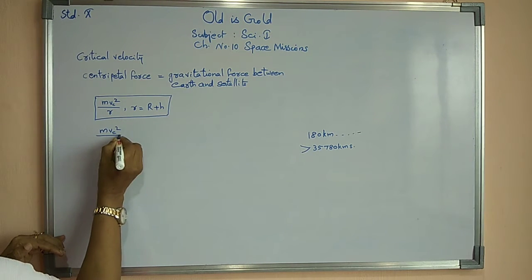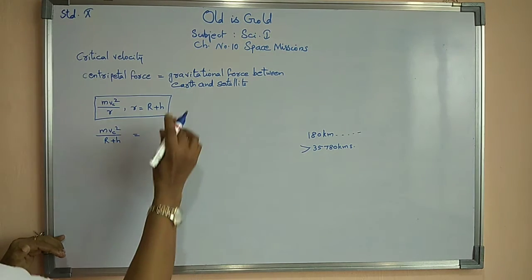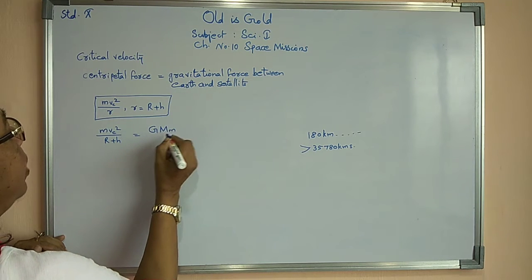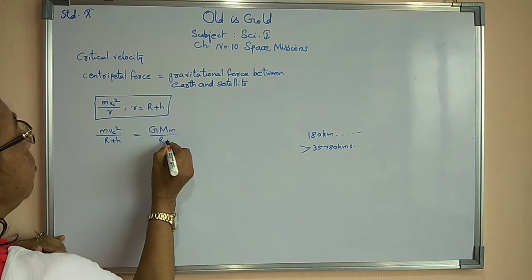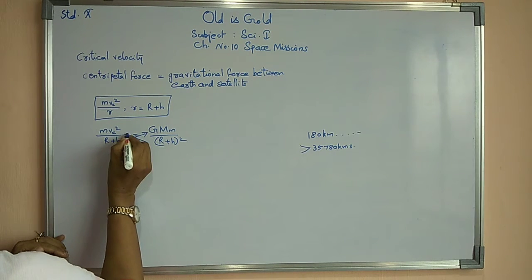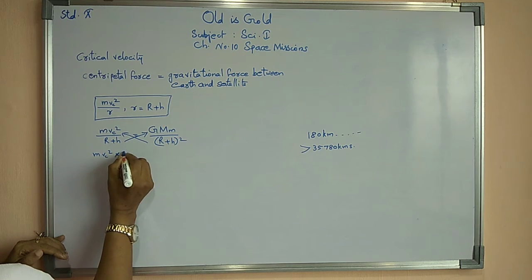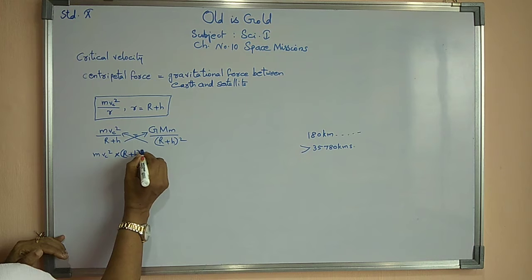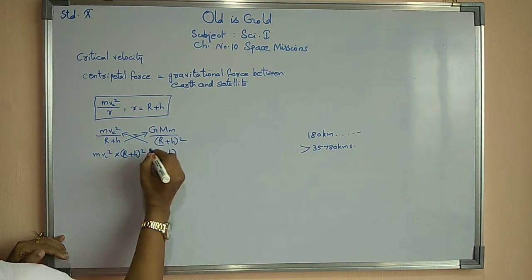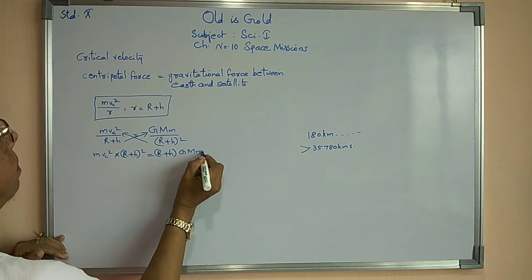m vc square upon capital R plus small h is equal to the gravitational force between the earth and the satellite, which we can write as capital G capital M into small m upon capital R plus small h whole square. Now we will do the cross multiplication. So m vc square into R plus h whole square is equal to (R plus h) inside the bracket, then G capital M small m.